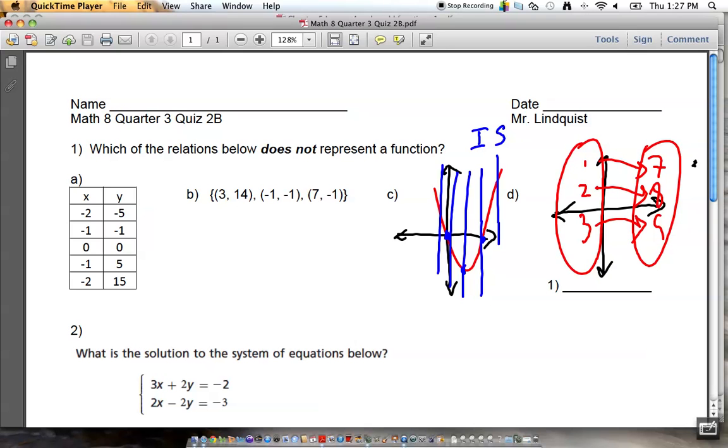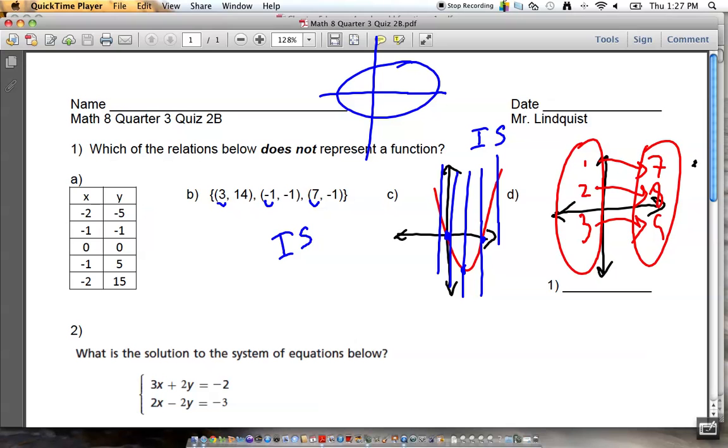Then we said if we write them in coordinate pairs, we look to see if any of the x values appear more than once. I don't see that. I don't care about the y values. I only care about the x values. Yes, this is a function. And the reason we said that is let's look at one that would fail.